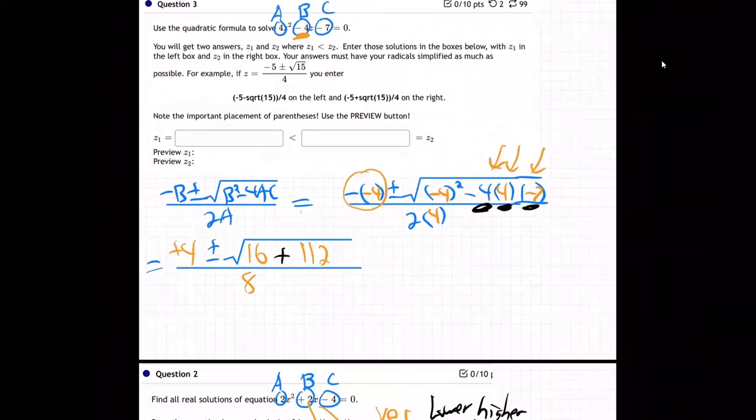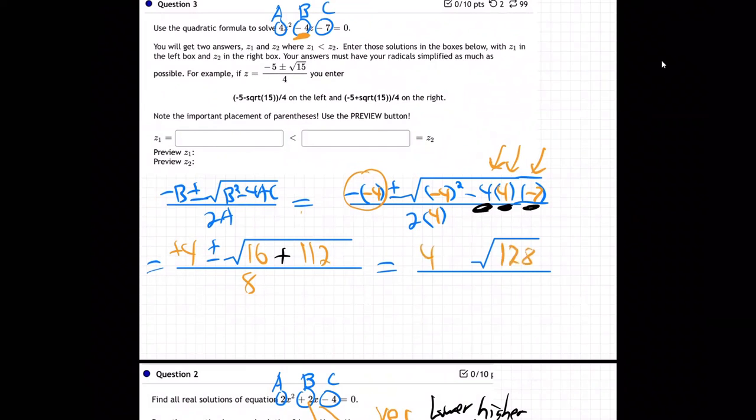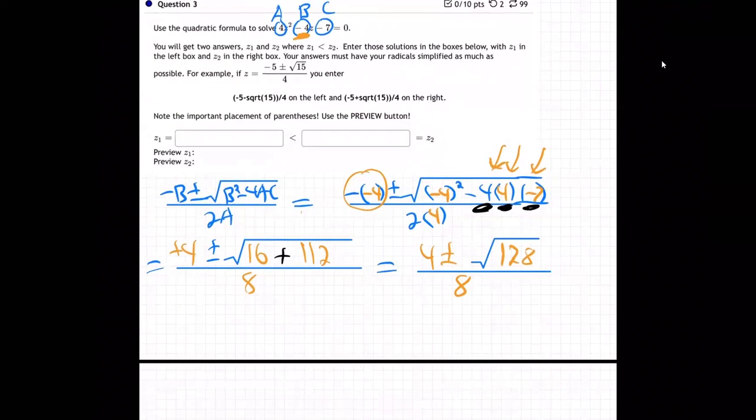All right, so then what? Well, just keep going. So now we have whatever that number is, 112 plus 16, 128. 128, 4 plus or minus the square root of 128 all over 8. Okay, so now, how do we clean it up from here? Well, let me show you 2 things.